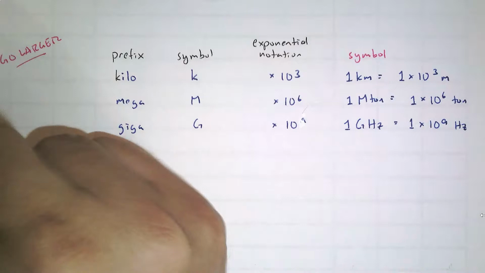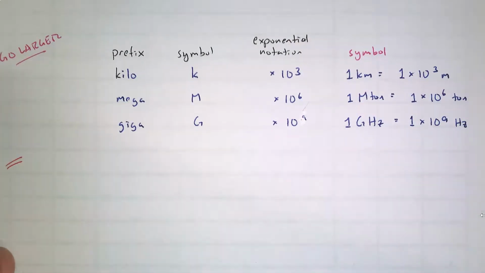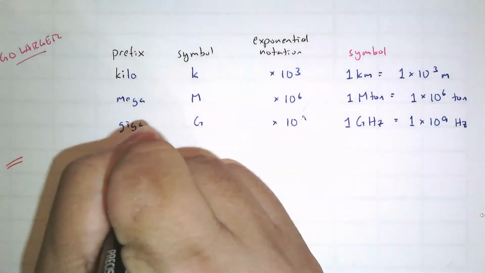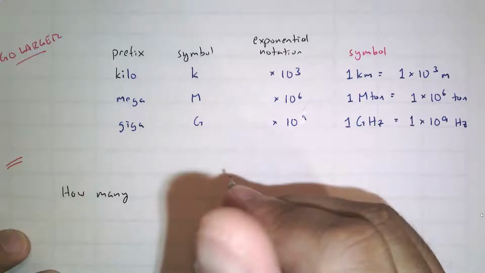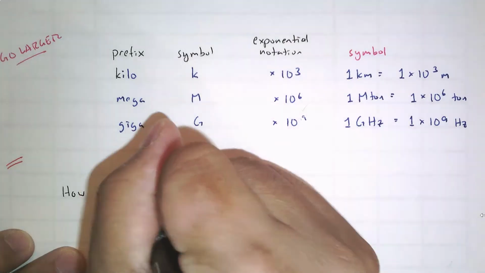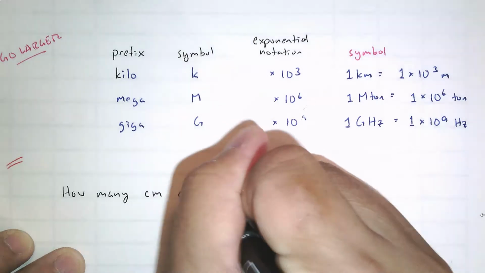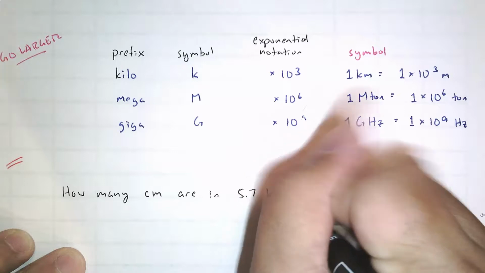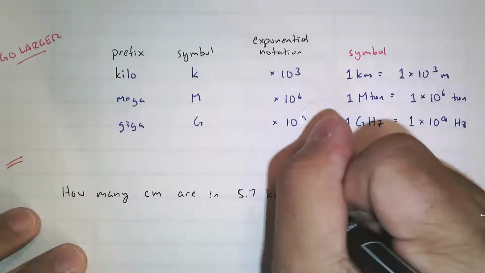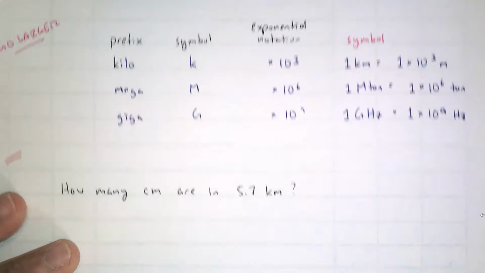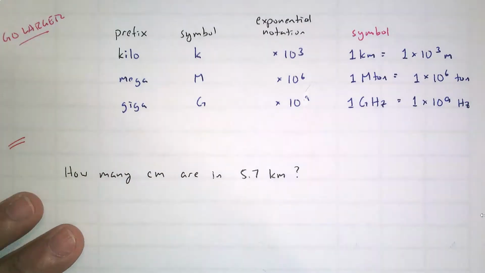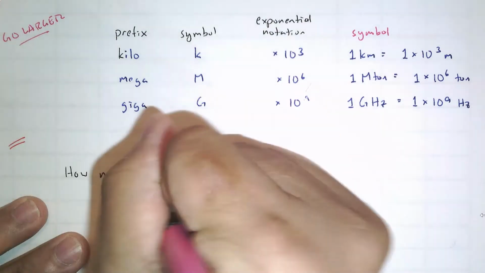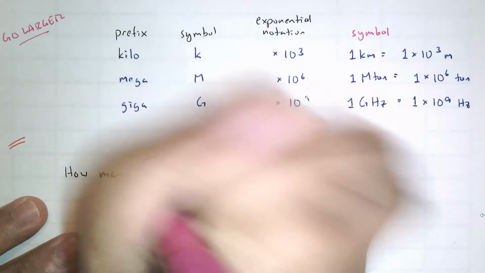The last thing is an example problem. How many centimeters are in 5.7 kilometers? Question mark. Our final answer wants to be in centimeters, the unit centimeters. So I'll put a question mark here and circle it so I keep reminding myself I have to work towards that.